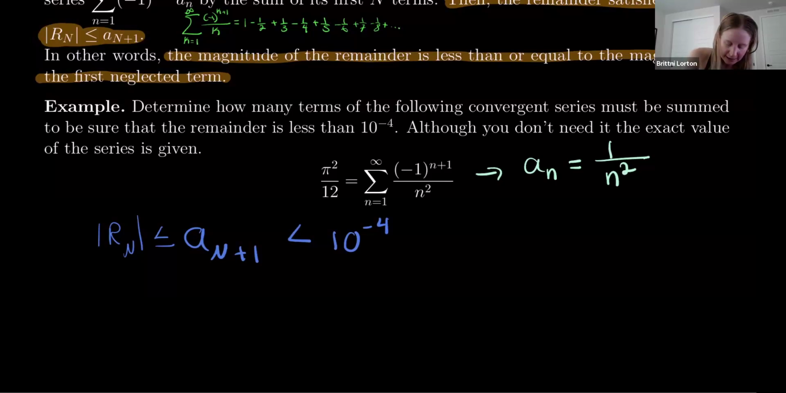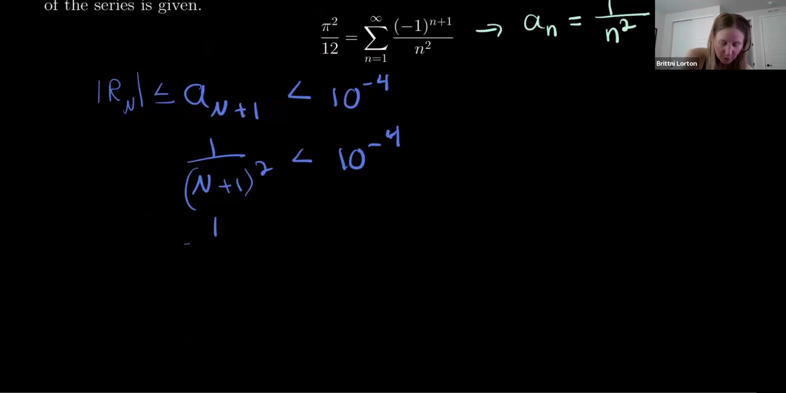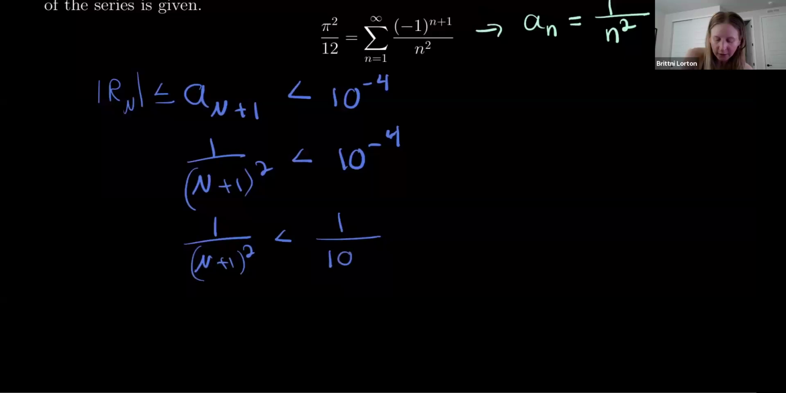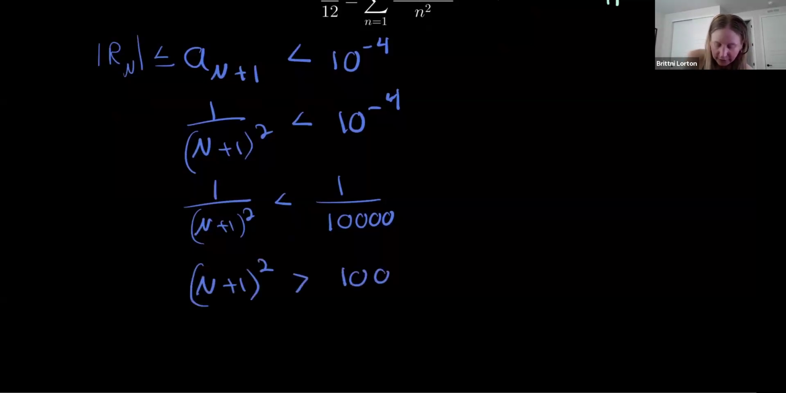And so then now I have 1 over capital N plus 1 squared is less than 10 to the -4, because this is a function notation that tells me just plug in capital N plus 1. Then you do the algebra. Now I just do the algebra. So this is going to become 1 over n plus 1 squared is less than 1 over, what is that, 10,000? 1 with 4 zeros. And then to flip the fraction, you just have to flip everything, including the direction of the inequality.